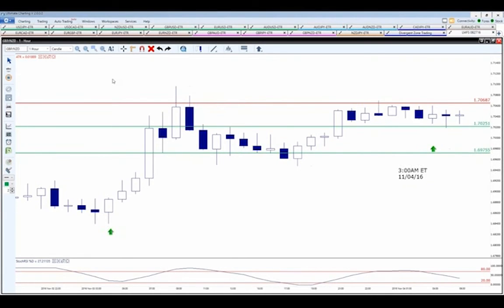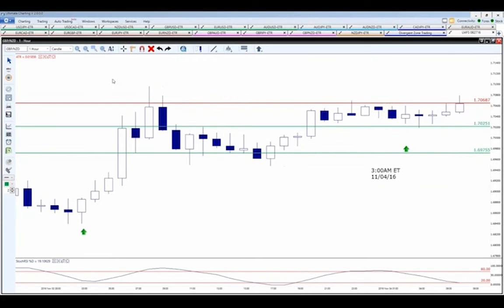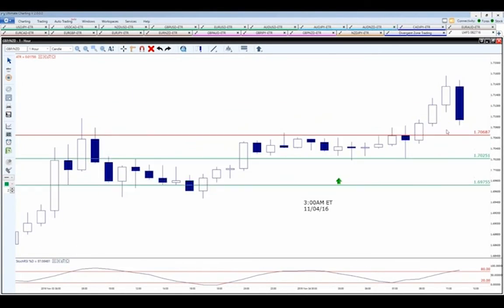So 1, 2, 3. Three hours later, we got taken out. We just lost about 42, 43 pips on that trade. So we won 50 on the first one, we won 50 on the second one, and we lost 42. We're still net about 58 pips so far over the course of these trades. So let's go ahead and bring this to the next one.